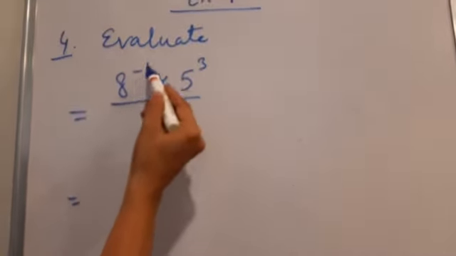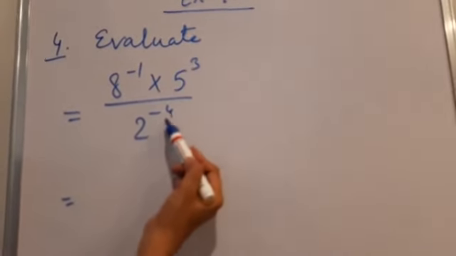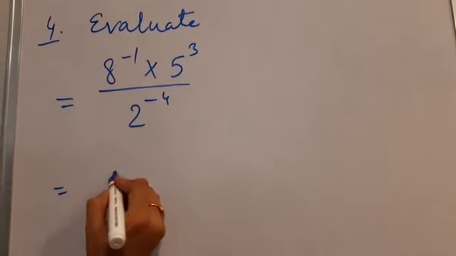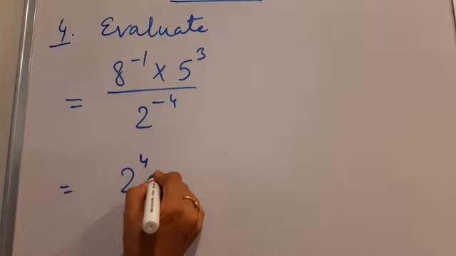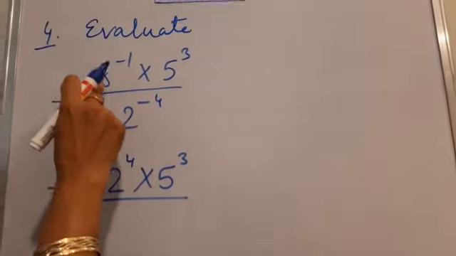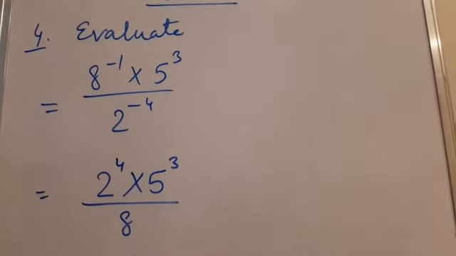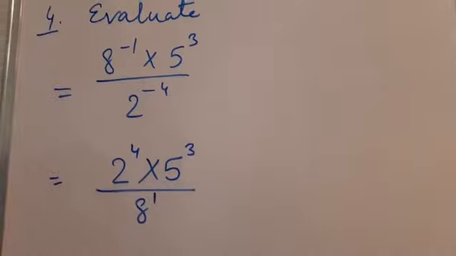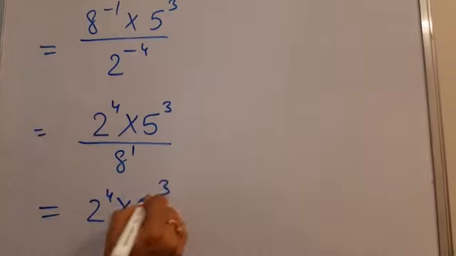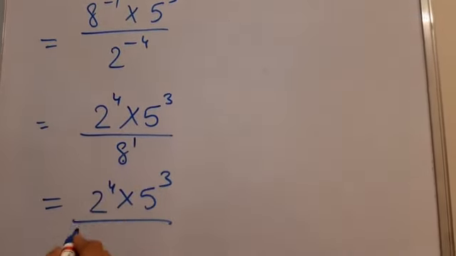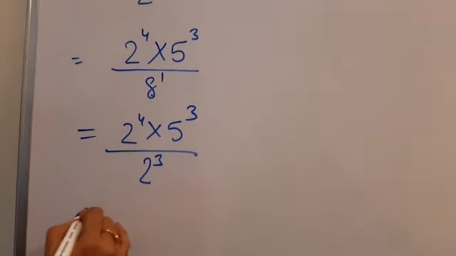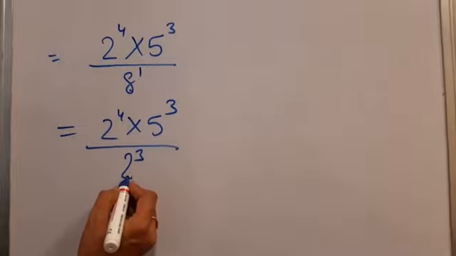Evaluate 8 raised to power minus 1 into 5 raised to power 3 upon 2 raised to power minus 4. First of all, I'll make the powers positive. I'll take 2 raised to power 4 in the numerator. This is positive power, and 8 raised to power minus 1 I'll write in the denominator to make it positive. So now 2 raised to power 4 into 5 raised to power 3, in place of 8 we will do the prime factorization. We can write 8 as 2 raised to power 3.